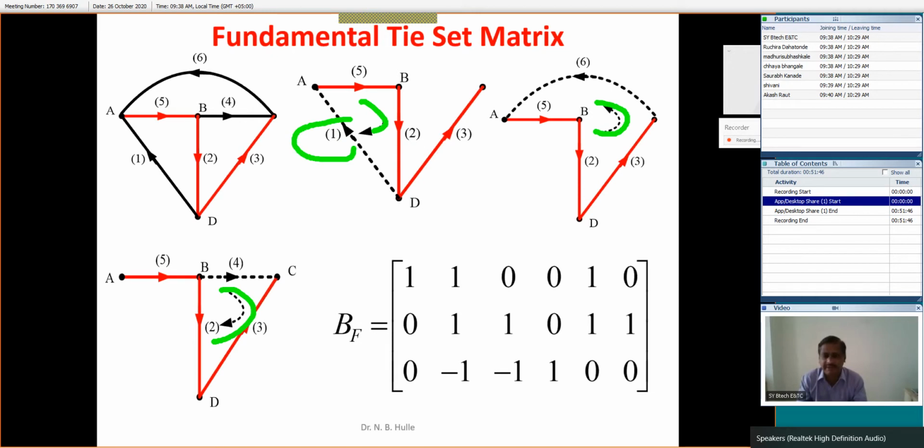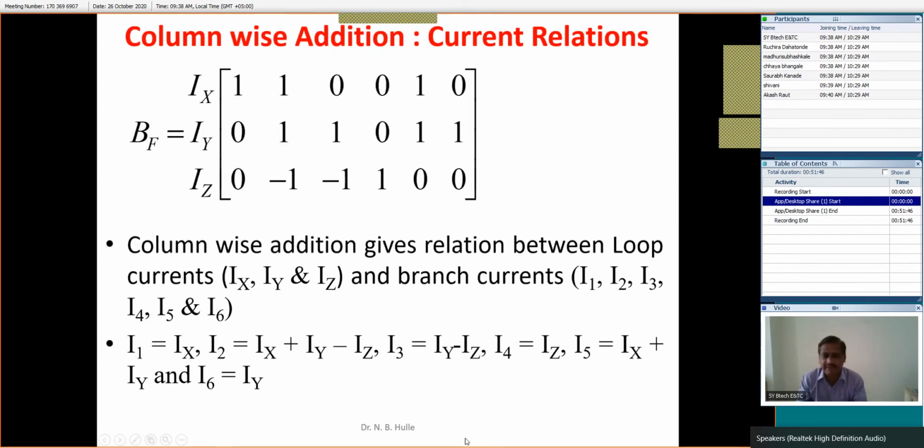Here, in this case, this is I1 and this is Ix. Ix is the loop current. This is Ix, for the first loop, its current is Ix. For the second loop, this current is Iy and this is Iz. But branch currents are I1, I2, I3, I4. In that way, I have taken the philosophy. So here, the column-wise addition gives the relation between the loop currents, which is nothing but tie-set current, that is Ix, Iy, Iz, and the branch currents, which are I1, I2, I3, I4, I5, and I6, because we have the 6 branches.